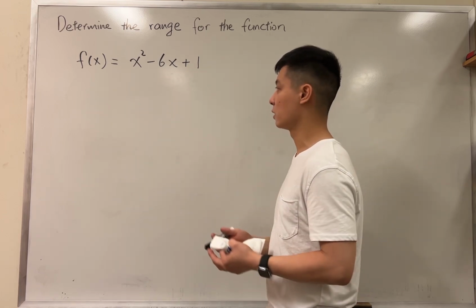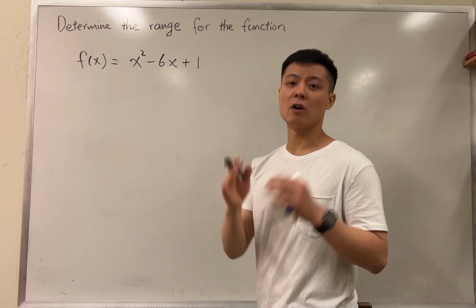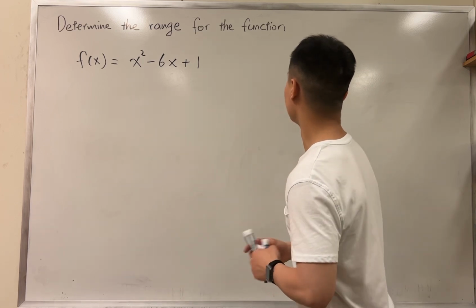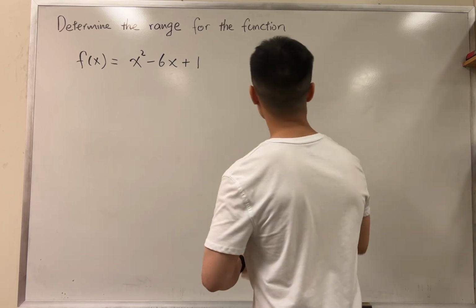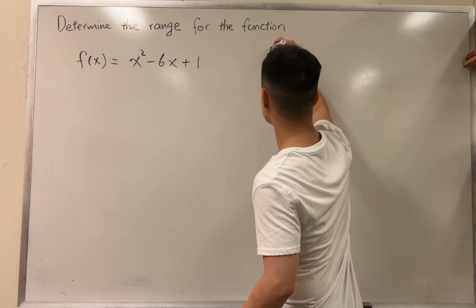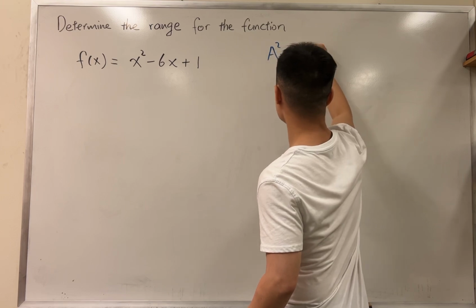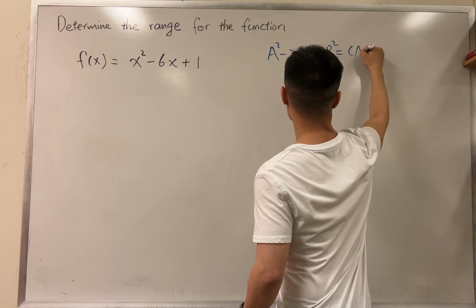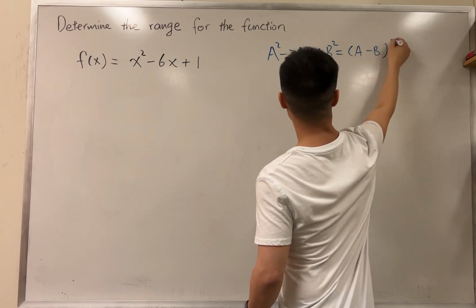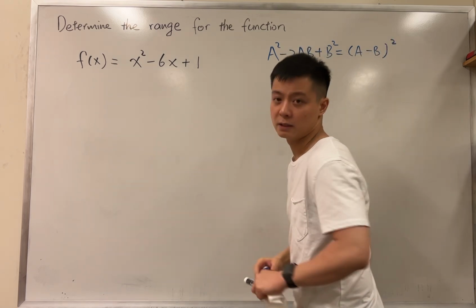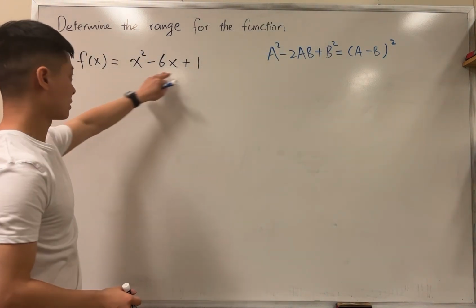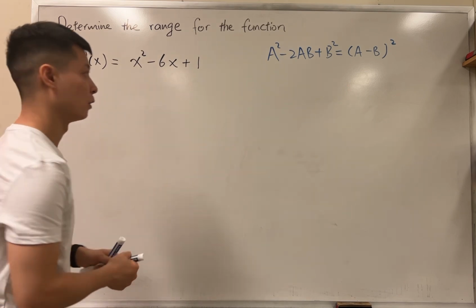A common method to deal with quadratic expressions is called completing the square, which essentially makes use of the perfect square formula. A perfect square formula like a squared minus 2ab plus b squared equals (a minus b) squared. And then we will start with rewriting this expression to make use of that formula.